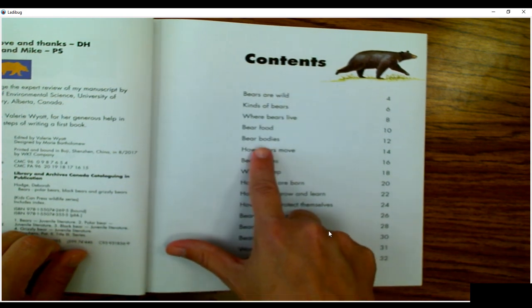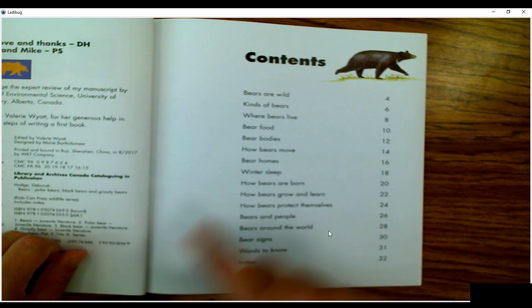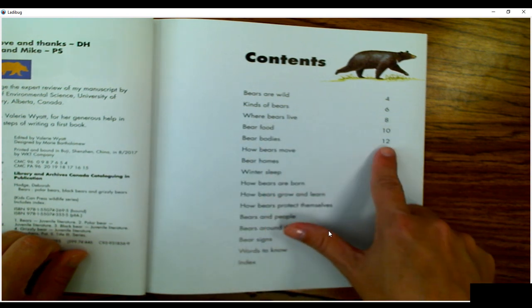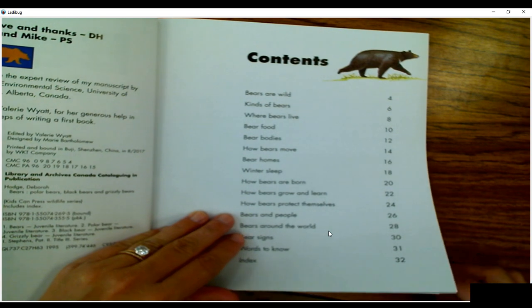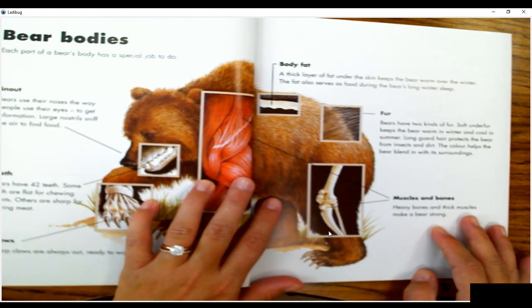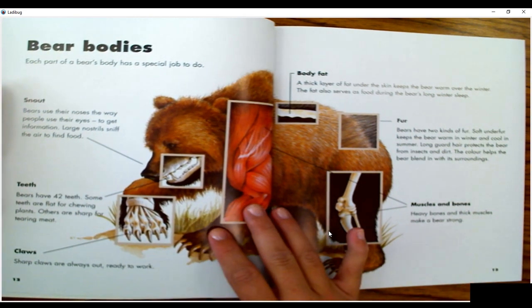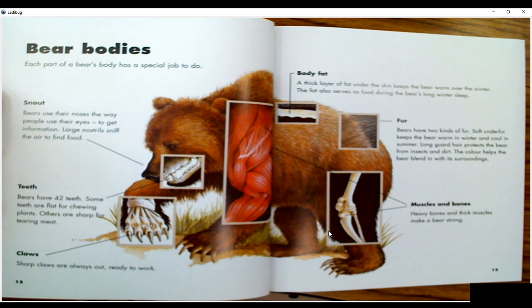Let's start today with the section on bear bodies, and then tomorrow we can explore how bears protect themselves and see if we get any more information there. So that's telling me that bear bodies starts on page 12. We'll turn to page 12. Oh, this is definitely showing me some information about the way bears look. Okay, bear bodies. Each part of a bear's body has a special job to do.